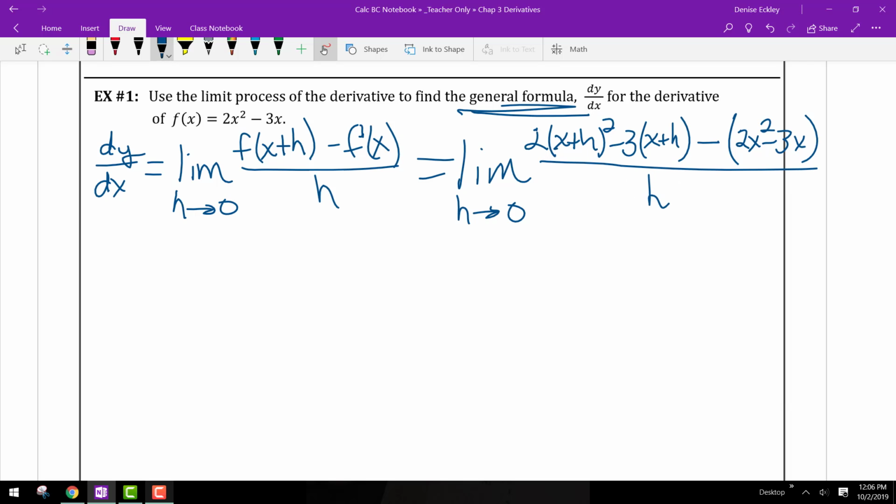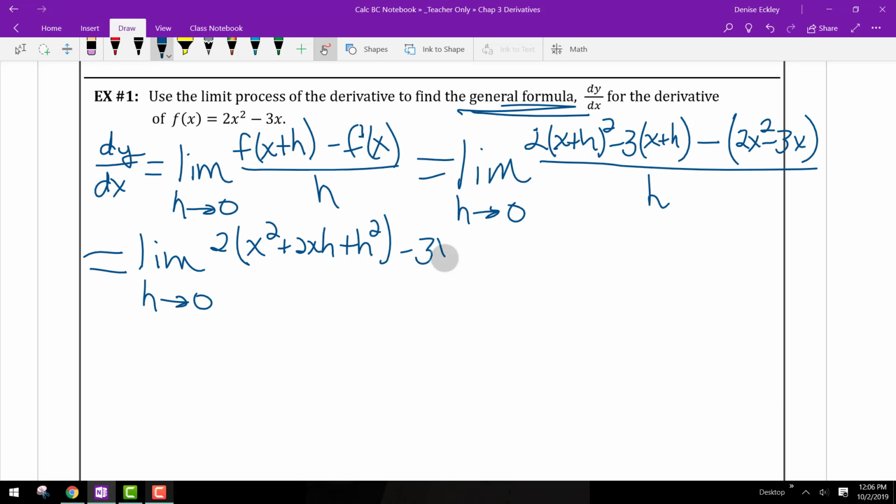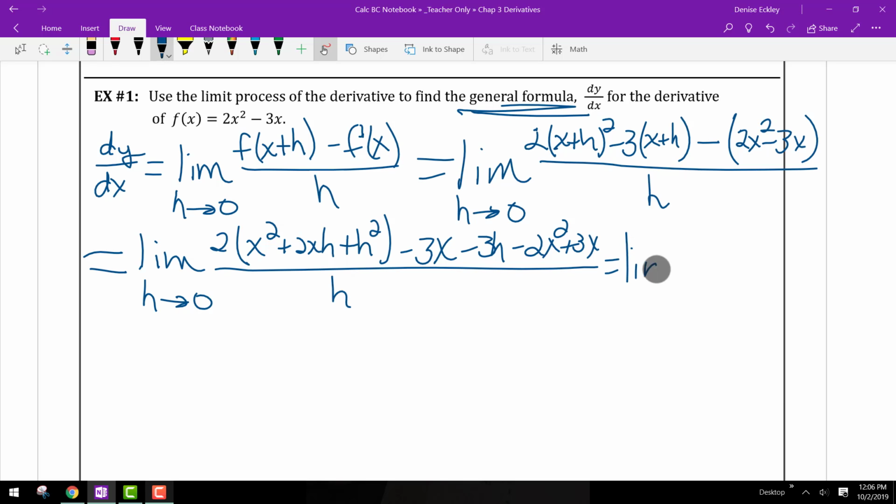And now it's just a matter of doing some algebraic manipulation. So we're going to take the limit as h approaches 0 of 2 times x squared plus 2xh plus h squared, minus 3x minus 3h minus 2x squared plus 3x, and that's all over h. So one more step to start simplifying things. I can at least get rid of the 3x's.